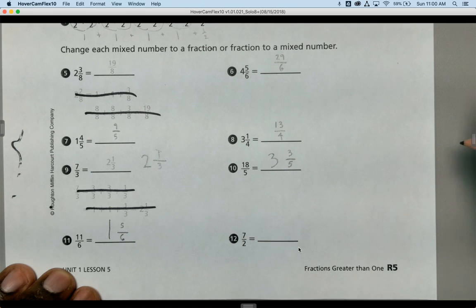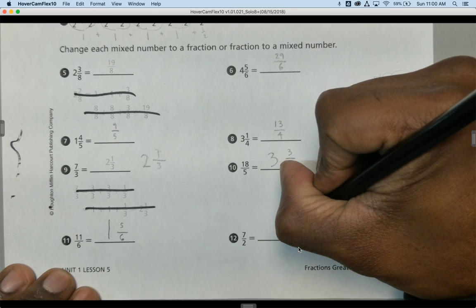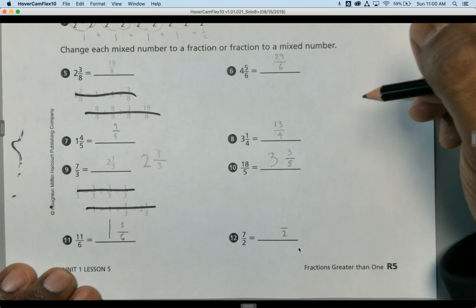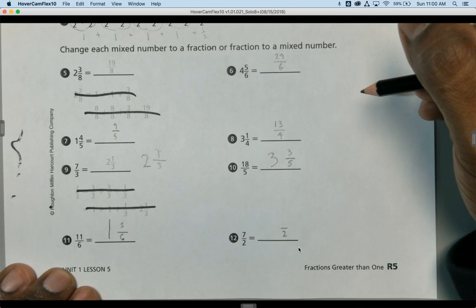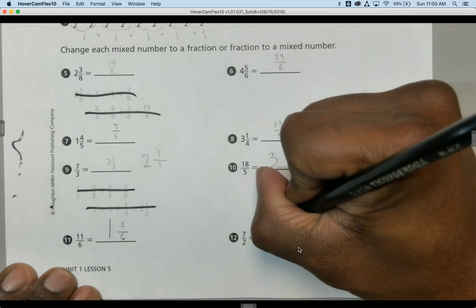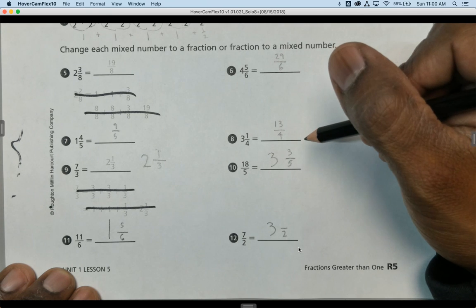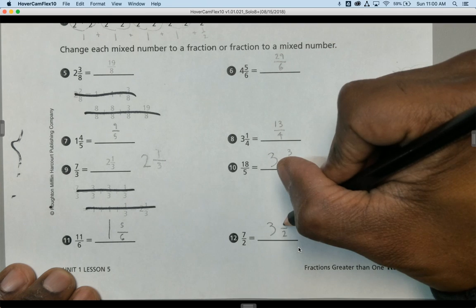And number 12, 7 halves. Denominator of the fraction stays at 2. 2 goes into 7 3 times without going over. 2 times 3 is 6. The difference between 7 and 6, or the leftover amount, is 1. 3 and 1/2.